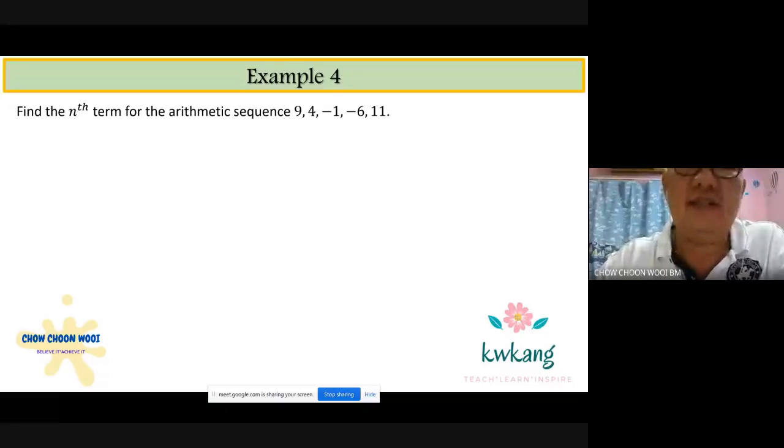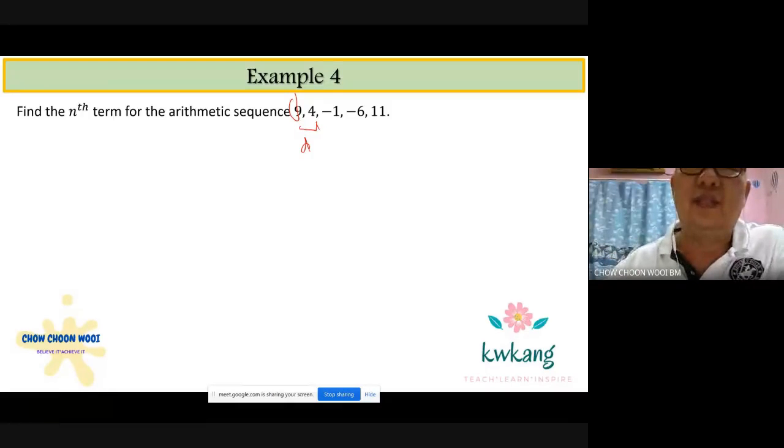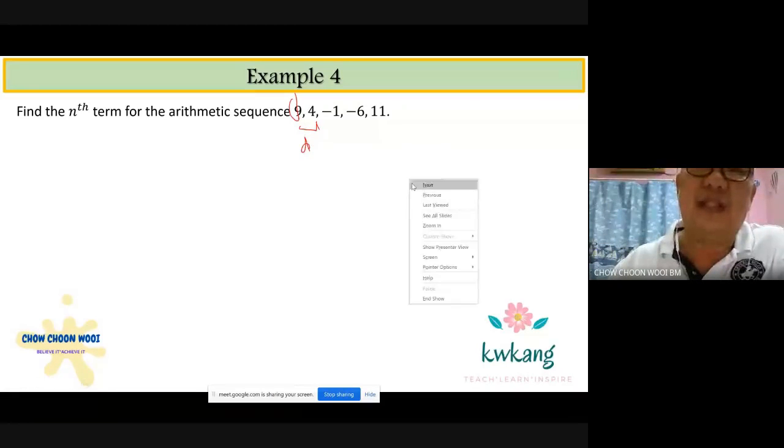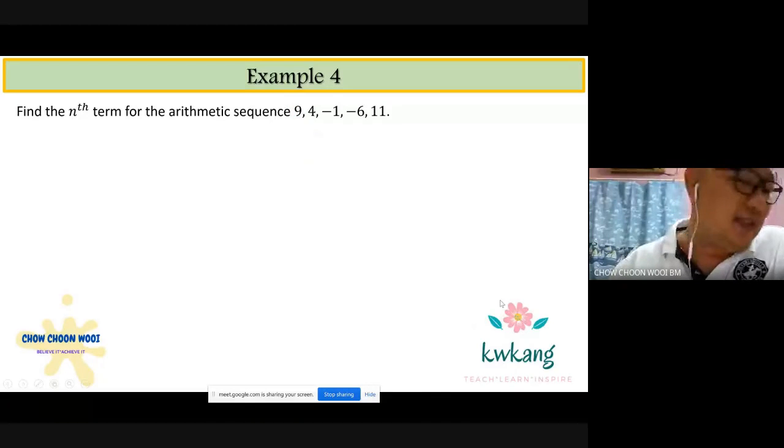Saya rasa ini Form 4 kita dah belajar. First, you need to determine your A, right? Then we need to determine the D. Kita akan perlu cari D. A, so dia masukkan dalam rumus tadi lah. Masuk dalam rumus tadi. Okay.